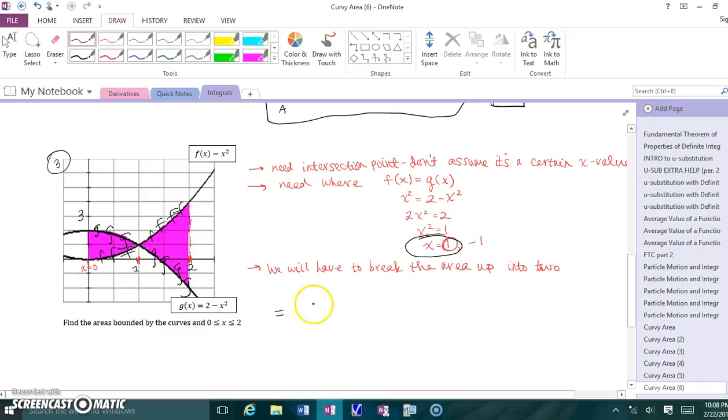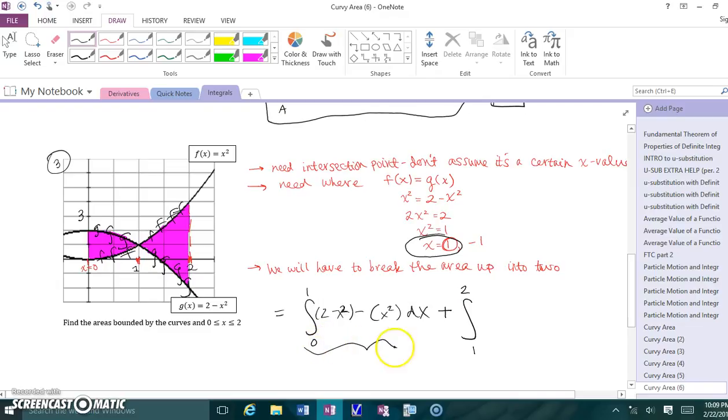And we're going to set up 2 integrals here. I'm going to go from 0 to 1 and then from 1 to 2. So my second integral will pick up right where the first one left off. Now when I'm going from 0 to 1, my top curve is G, which is 2 minus x squared. So I'm under the top curve minus the bottom curve, which is x squared, dx.